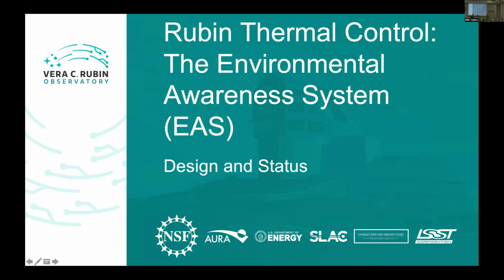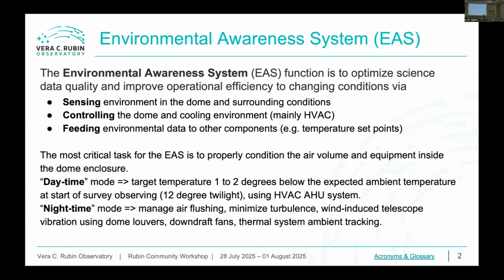All right. Are we good? Okay. This is just a lightning overview of hardware with respect to the thermal control and sensing of the environment around the observatory. So let's get right into it. If you didn't know, EAS stands for Environmental Awareness System. It involves 3 functions: sensing the environment, controlling the environment, and then also controlling other subsystems based on those aspects.